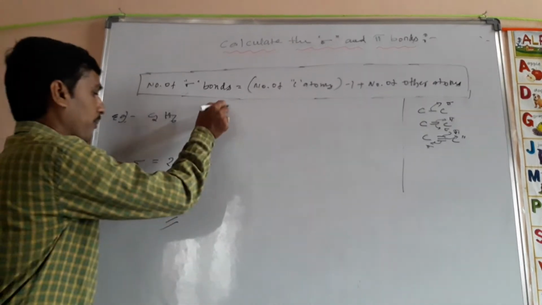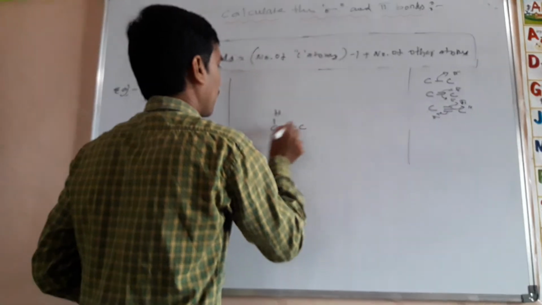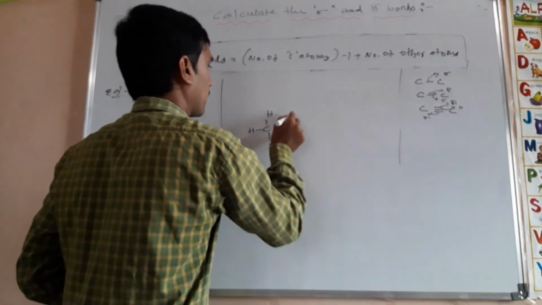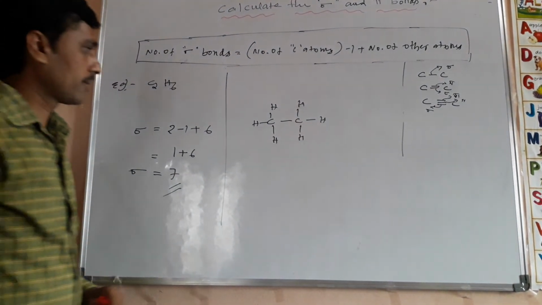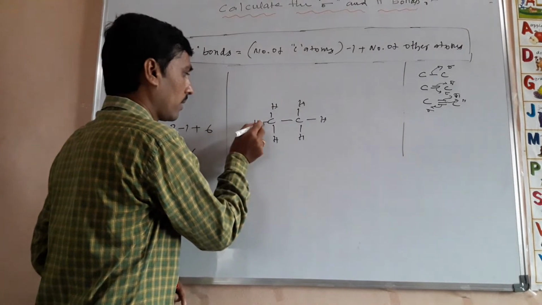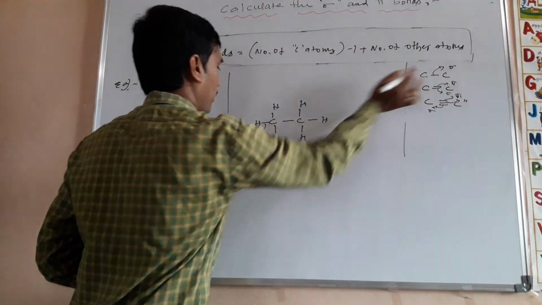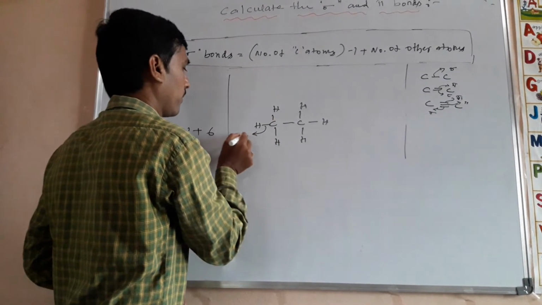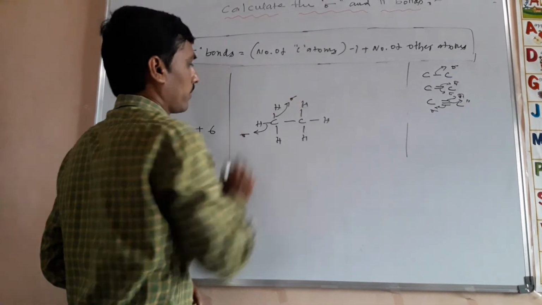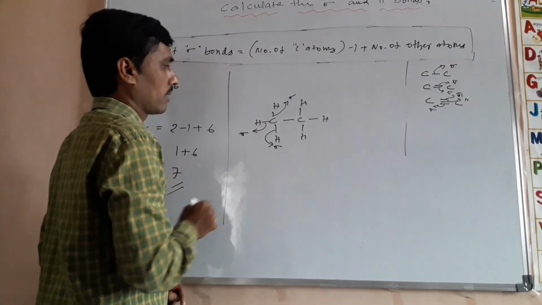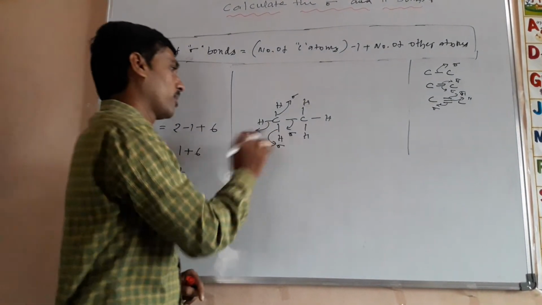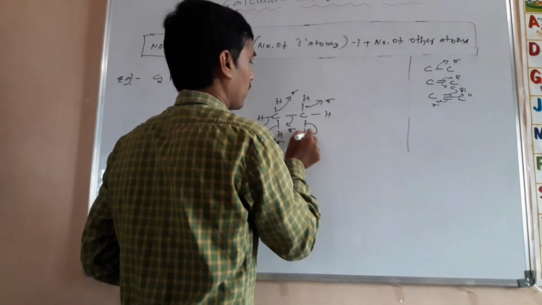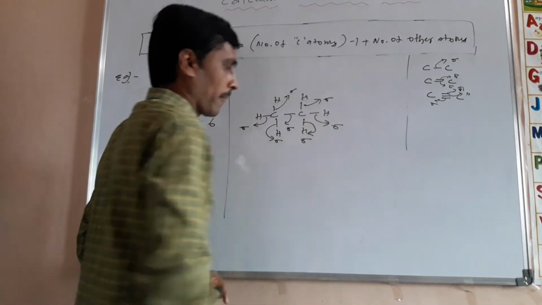Okay, let us see another way. C-H, H, H, next to that H, H, H. In this, the C-H bond is called a sigma bond, as we have already told, one sigma bond. This is also a sigma bond, and this is also a sigma bond. The carbon-carbon bond has only one bond, that is a sigma bond. Next, this is also a sigma bond, and this is also a sigma bond.